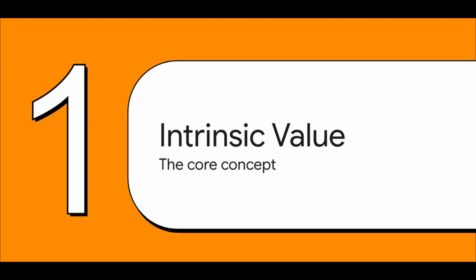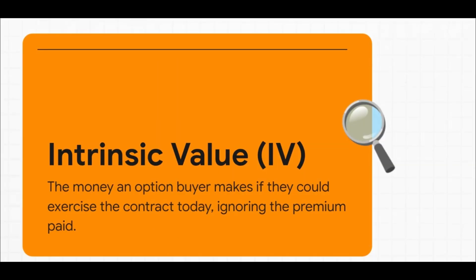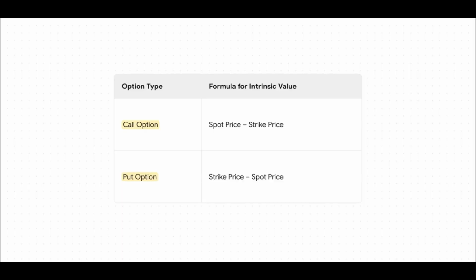Okay, first things first, let's talk about intrinsic value. This really is the key. You understand this, you understand moneyness. So what in the world is intrinsic value? Well, think of it like this: if you could press a button and exercise your option contract right this second, how much real, actual money would it be worth? That's its intrinsic value. And for this calculation, just for a moment, we're going to completely ignore the premium you paid for it. And figuring it out is super, super simple.